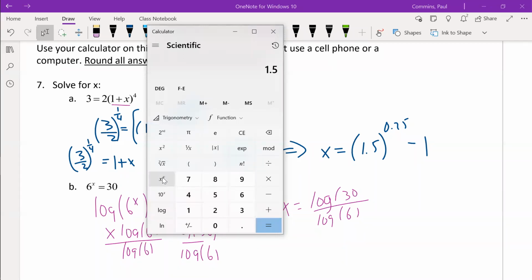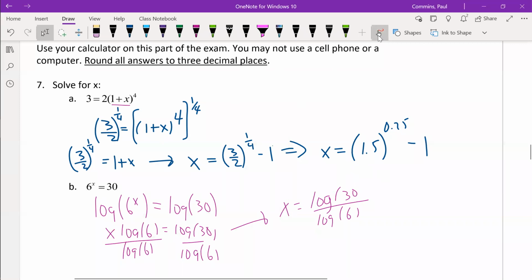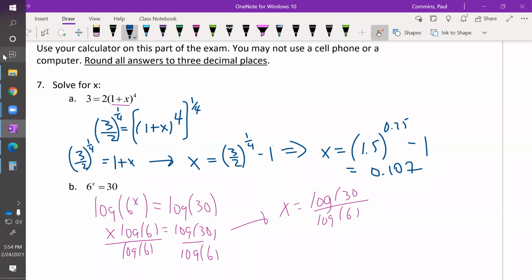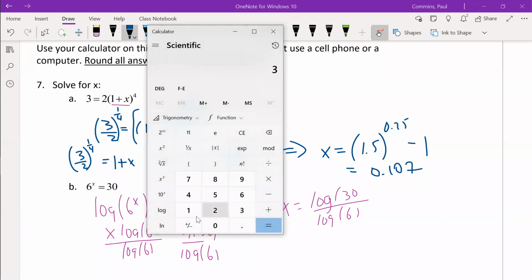1.5 raised to the 0.25, minus 1. It's 0.0466, or 0.107 if I round to 3 decimal places. All right, log 30 over log 6: take the log of 30, divided by the log of 6. Check your order of operations. The calculator got it right. You get 1.89.